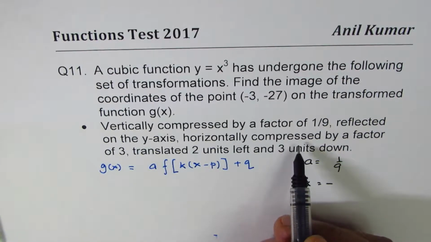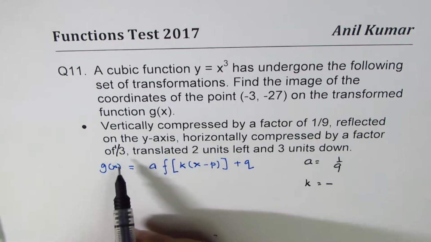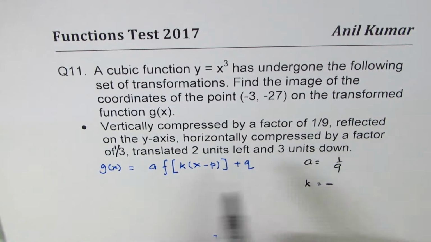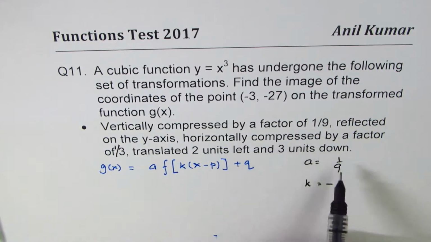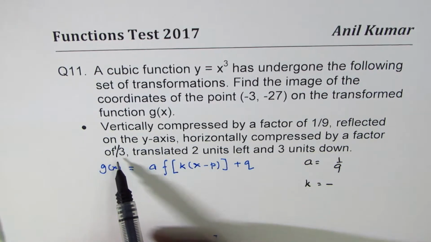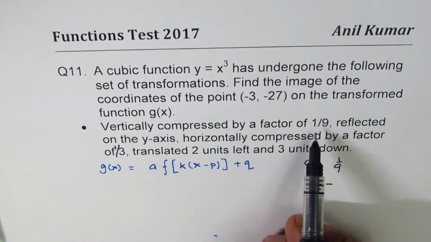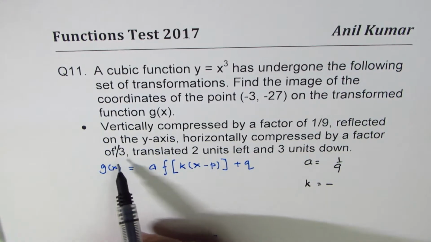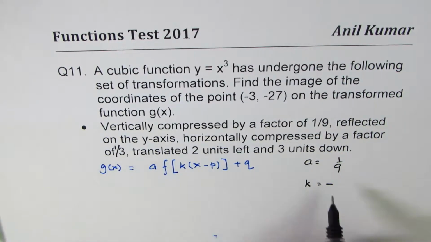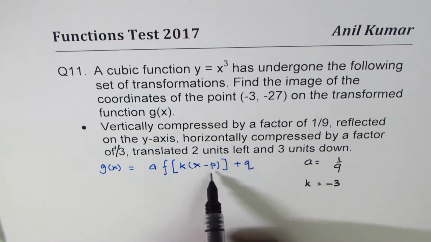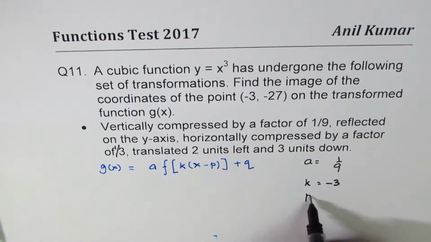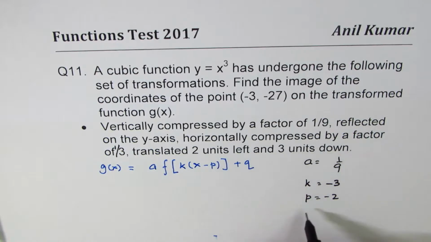Now, when we say compressed by a factor of, I should have written 1 over 3. Let me correct this one. So I'll write horizontally compressed by a factor of 1 over 3. When we're saying compressed, we mean it's kind of decreasing. So we'll multiply by 1 over 3. Just as for vertically, we had 1 over 9. Correct? So if it is horizontally compressed by 1 over 3, then the k value will be minus 3. Translated 2 units left. So moving left, p will be negative 2, and 3 units down, so q will be negative 3. So these are the values, correct?